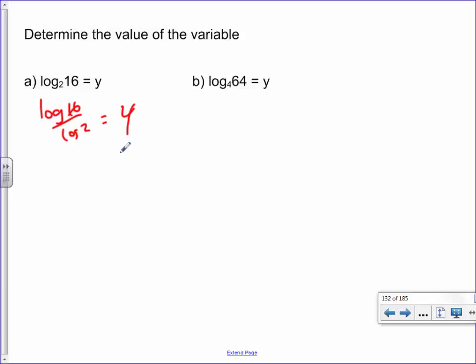The more you do, the better you're able to kind of train your brain at this. This is log 64 divided by log 4. Or another way of approaching it, how many 4's are in a 64? 3.